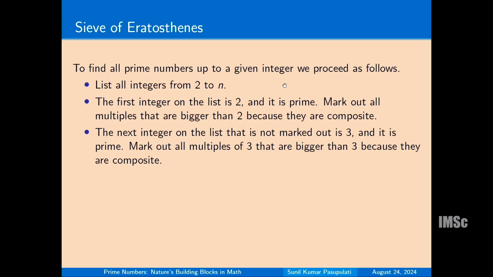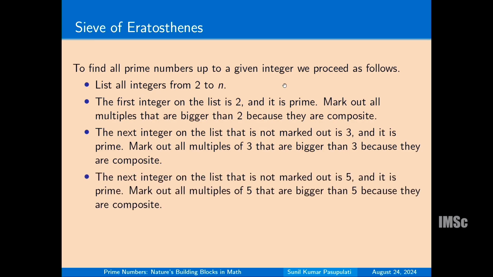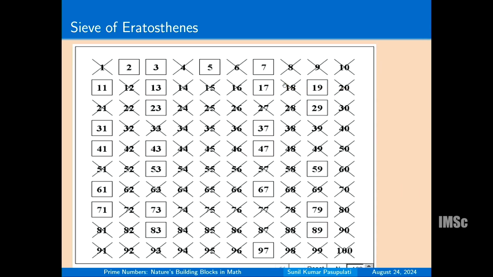3 will be a prime because it is not marked out. But now you mark out all the multiples of 3 which are bigger than 3. And this process will continue. When you reach a number and it is not marked out, then that will be prime. Suppose I am writing it till 100.